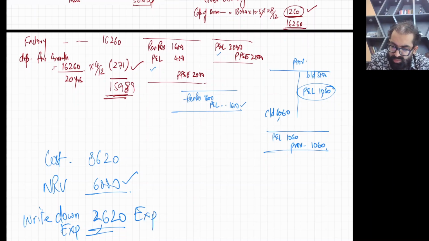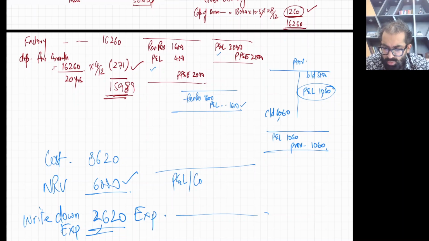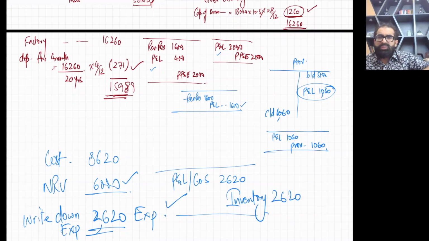Okay, so this is the expense. If you want to make an entry, in short, it will be P&L debit, or if you are very genius, cost of sales debit 2620 and inventory credit 2620. So how to post this? This expense will definitely reduce your profit in the profit reconciliation working. And at the year end, you will reduce inventory by 2620. It was 8620, you will subtract 2620, and in the SOFP you will report it at 6000.